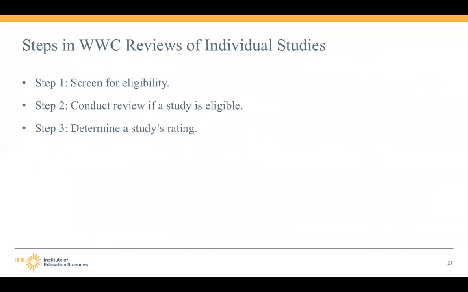I'll start us off with what goes into the review of individual studies. I will not be going into a lot of detail about the review process, only parts of the process that will help you understand why some information may or may not be available on the WWC website and how to use the information that is available. What you see on this slide are the first 3 steps in the individual study review. The first step is screening for eligibility, step 2 is review, and step 3 is rating. These 3 steps apply to all studies that are eligible for a WWC review.